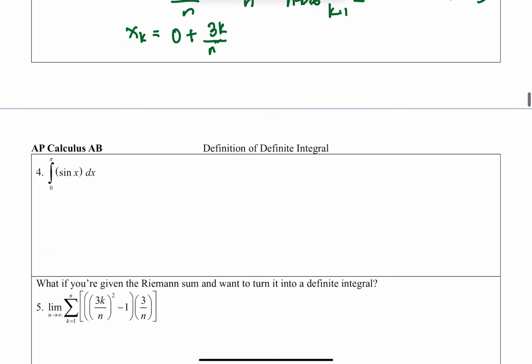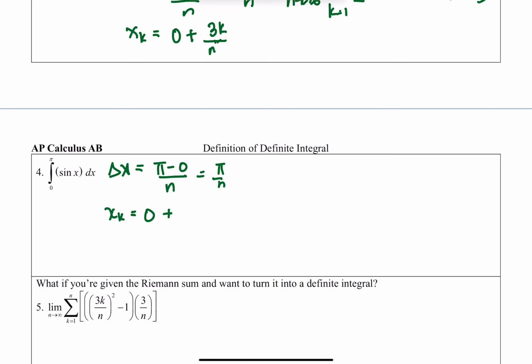Same process with number 4. Even though we have a sine, same thing. So the delta x is my width. Delta x is equal to pi minus 0 over n, which is just pi over n. X sub k is going to be 0 plus pi over n times k.